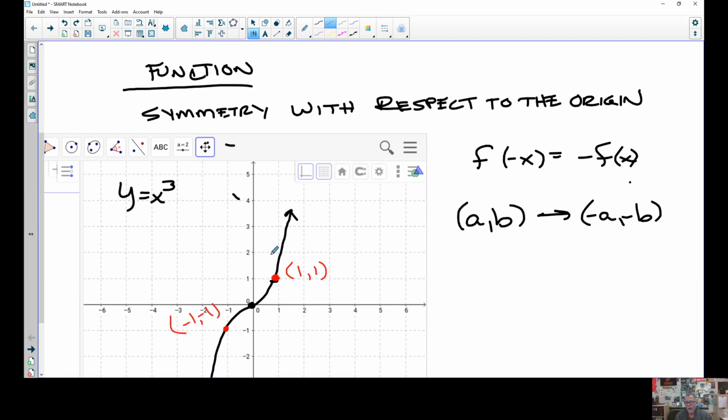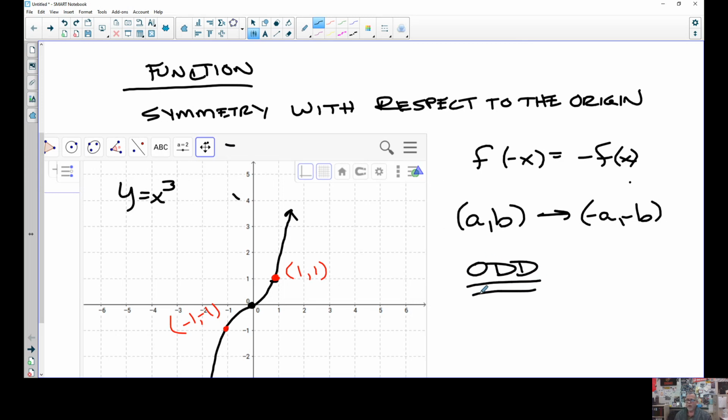So for any point we find on this graph, 2, 8, -2, -8 would also be on this graph. So for any A, B, there must exist a -A, -B on that graph in order for it to be symmetric with respect to the origin. Another way of describing a function that is symmetric with respect to the origin is to call it an odd function. Now, why do we call it odd?